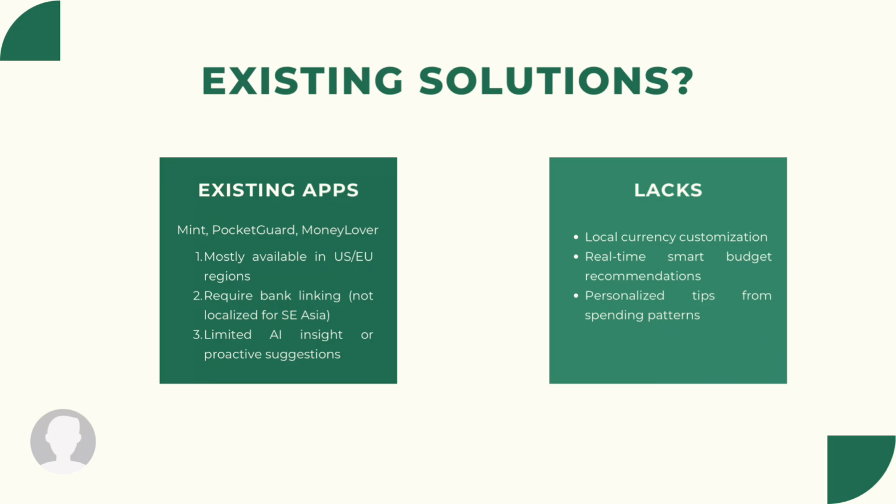Existing solutions. We have discovered that existing apps like Mint, Pocket Guard, and many others are mostly available in the US and Europe regions. They require bank linking, which isn't possible around Southeast Asia. They also have limited AI insight or proactive suggestions, which is why SmartSpan is stepping in with local currency customization, real-time smart budget recommendations, and more advanced AI-driven recommendations, as well as personalized tips from spending patterns.